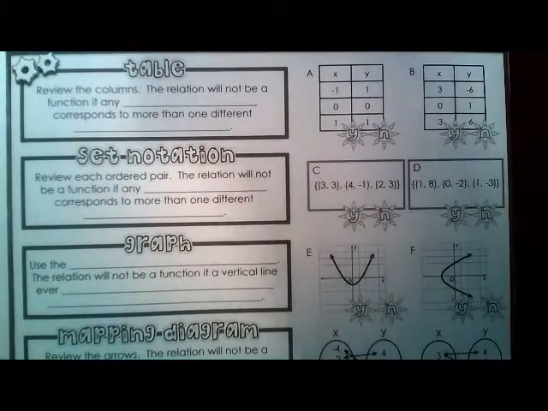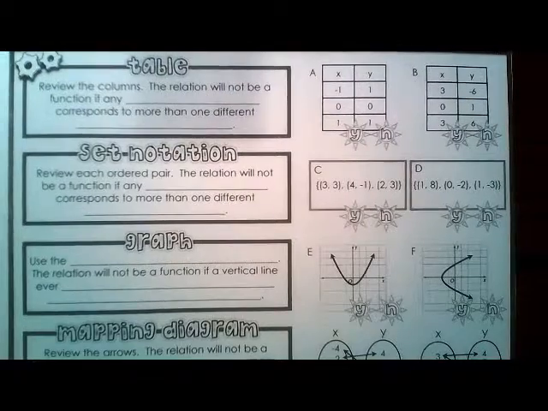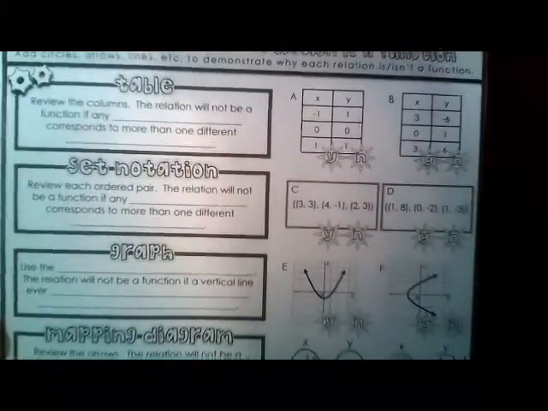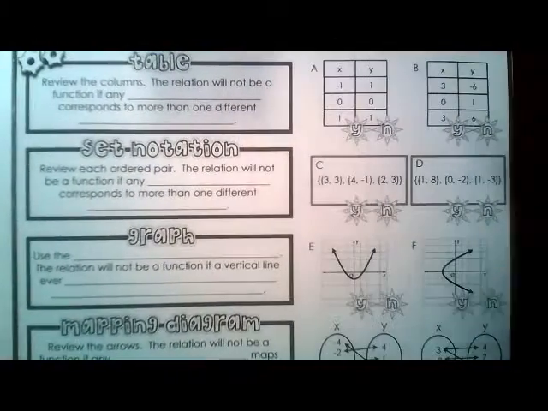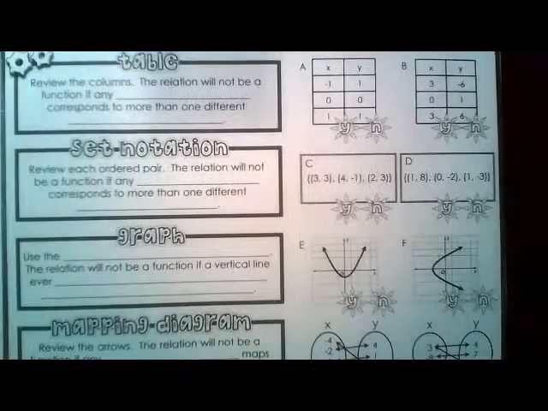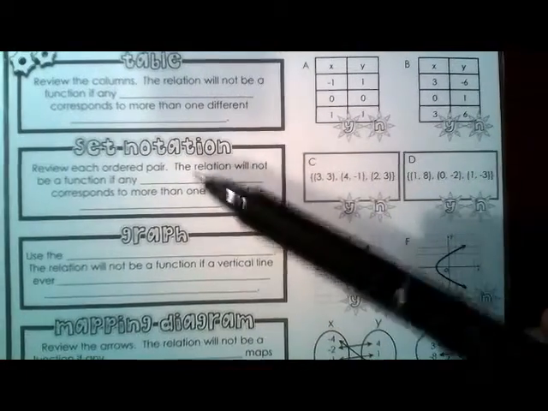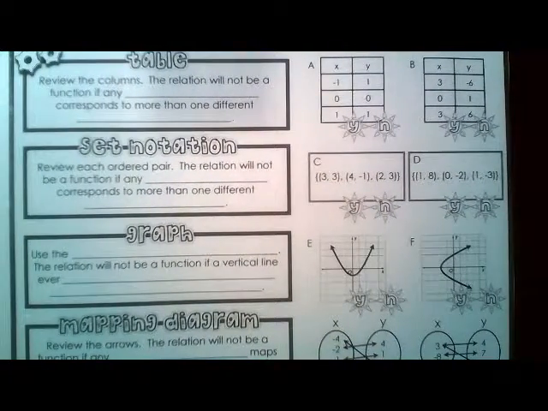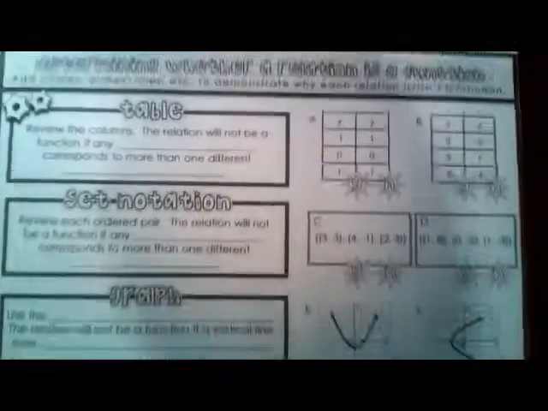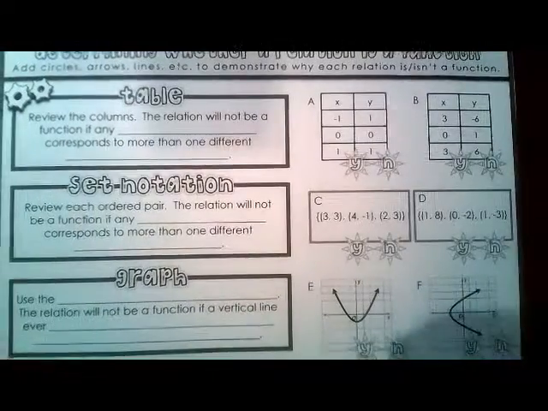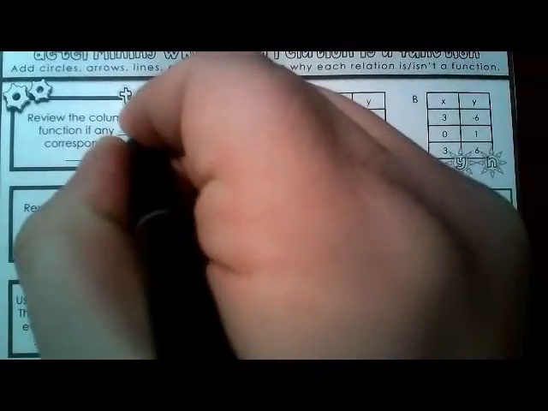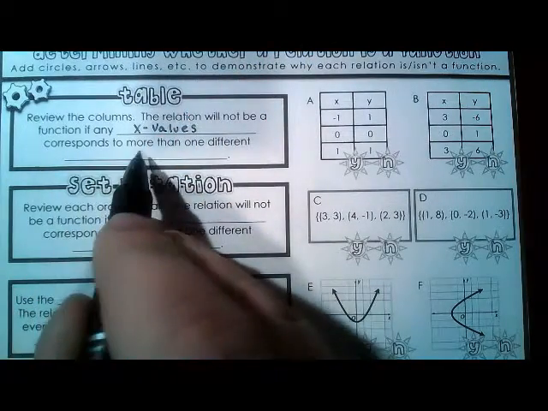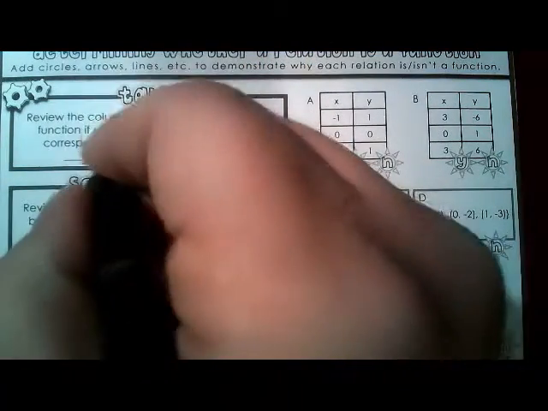Okay, so we're going to go through these one by one, and I'm going to show you how to tell whether or not things are a function. And feel free, if you think you have it, to move ahead. Okay. But let's take a look at tables. So, review the columns. The relation will not be a function if any x values correspond to more than one different y value.